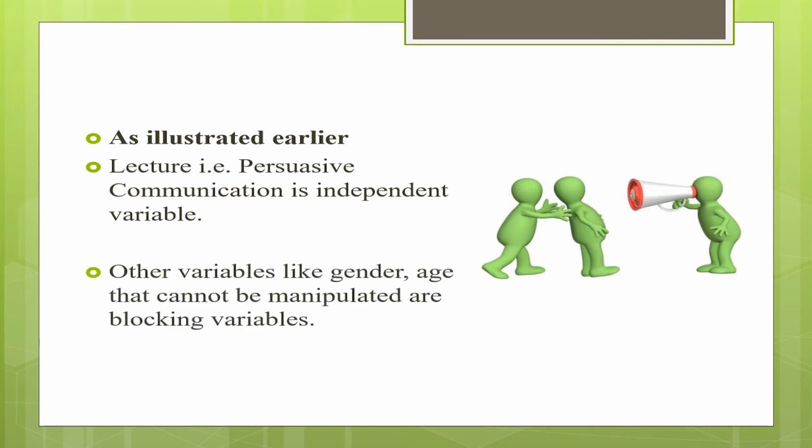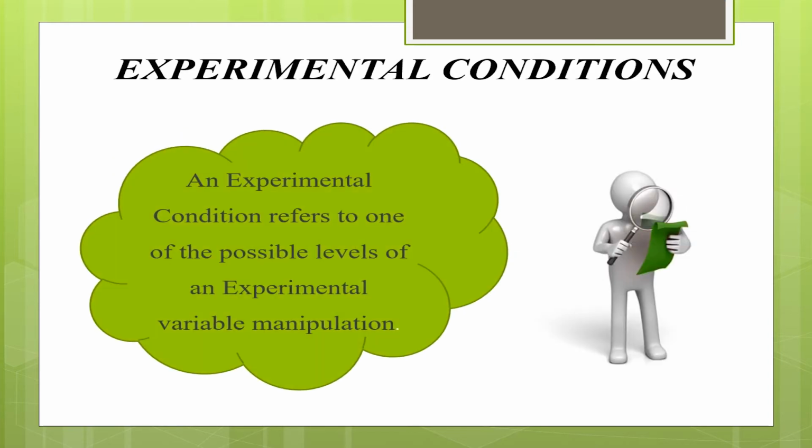There can be other variables in the design which a researcher cannot manipulate, such as gender, age, etc. These variables will be referred to as blocking variables. The next component is the experimental conditions. An experimental condition refers to one of the possible levels of an experimental variable manipulation.